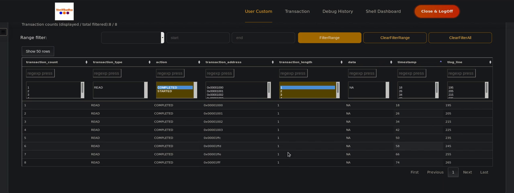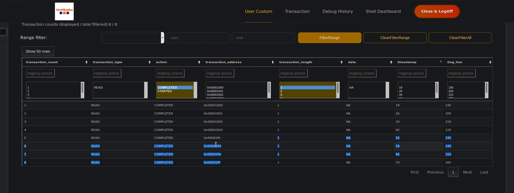So I have filtered for the transaction length of one byte, and this is the transaction count. This transaction count is a common parameter between your high level stimulus and the channel level activity for ease of correlation. So all these eight are of read types, and you can see that we are issuing the read to the first four bytes, and then we are issuing the read to the last four bytes.